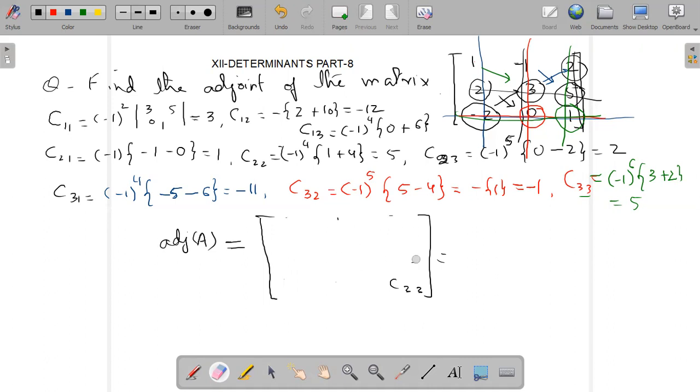It is very important that you remember that it is the transpose, because some questions may be asked like that only. So C11, C12, C13. C11 is 3, transpose of this. We will put T. For transpose, we can use T or we can use dash. So here it is better to use T. T means the transpose of this matrix. 3, C12 is minus 12, and C13 is 6.